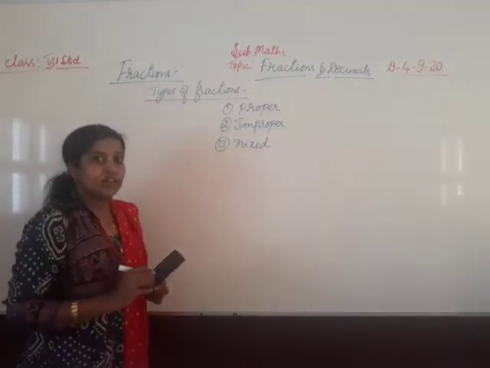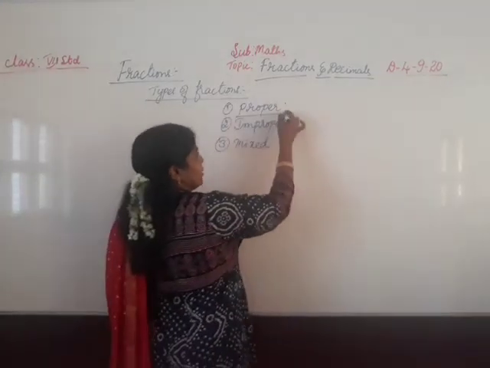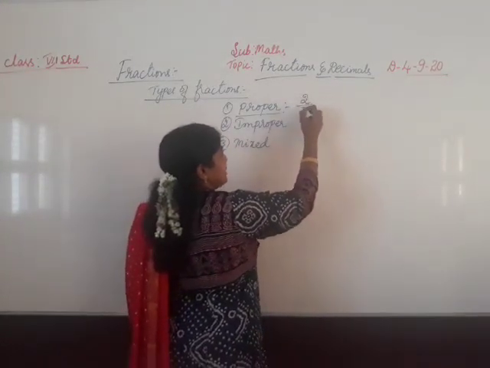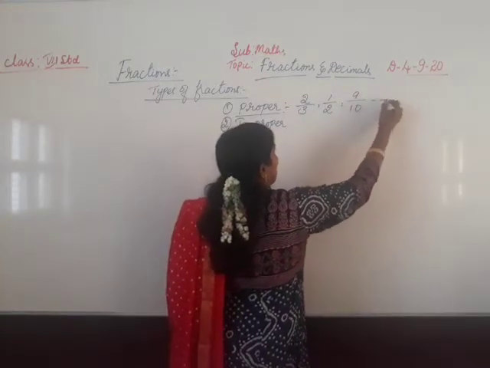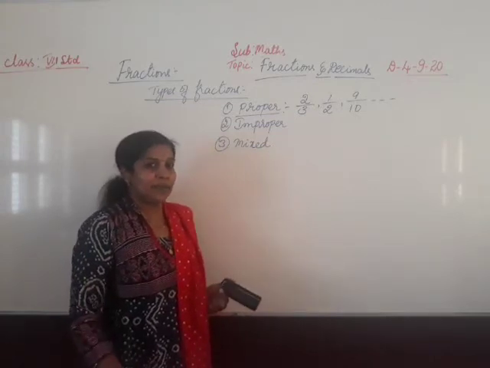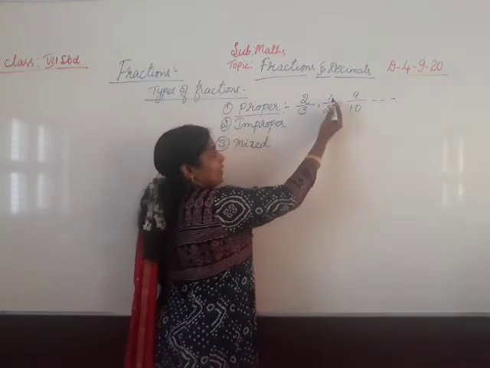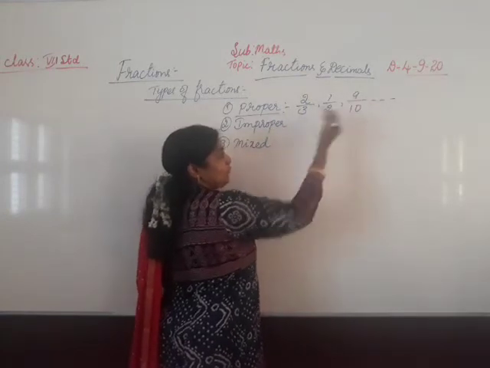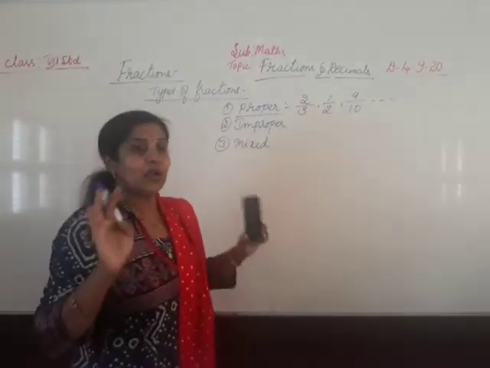Proper fraction, improper fraction and mixed fraction. So what are proper fractions now? If the numerator is smaller than the denominator, we can call that fraction proper. In the name only we can make out. That means we can make 2 parts out of 3, 1 part out of 2, 9 parts out of 10. That means numerators are lesser than the denominator.